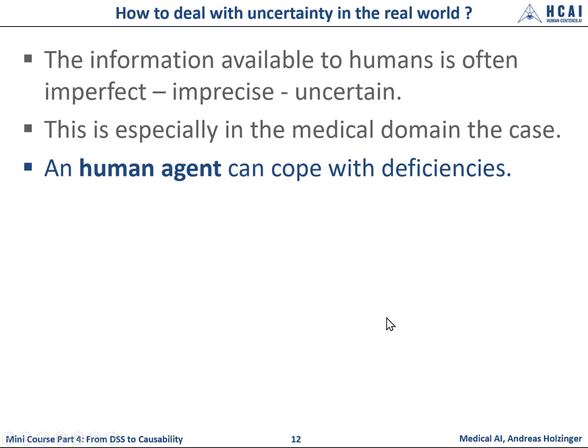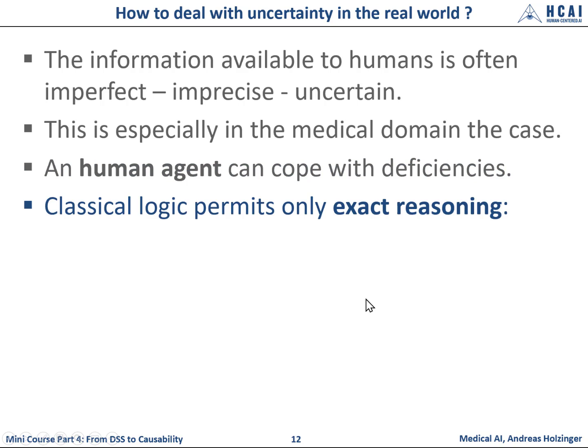So a human agent can cope with deficiency. You can deal with missing information. So you do not necessarily need exact information. And as you know, and as I have mentioned several times, in the medical domain we mostly have to do with inexact, incomplete, uncertain, noisy, dirty, unmeasurable data, and so on. So this is a big problem basically in the biomedical area.